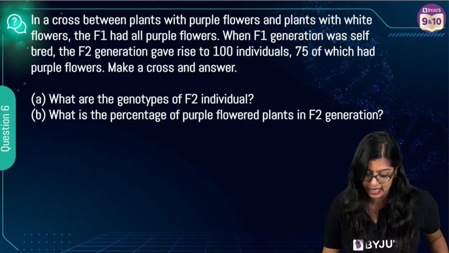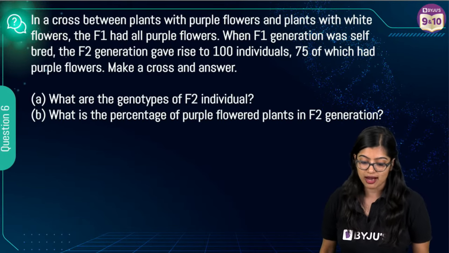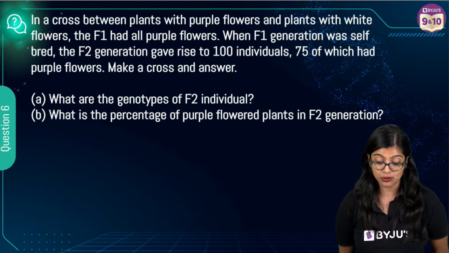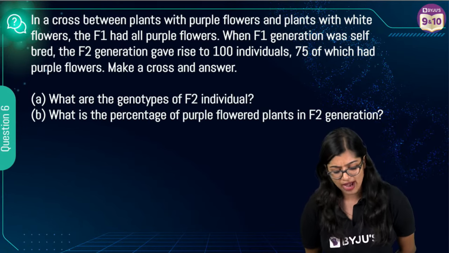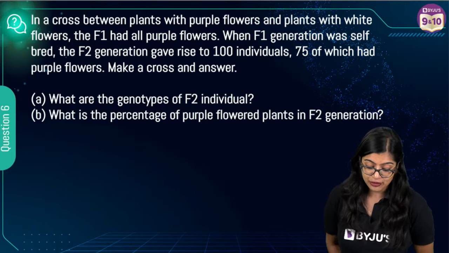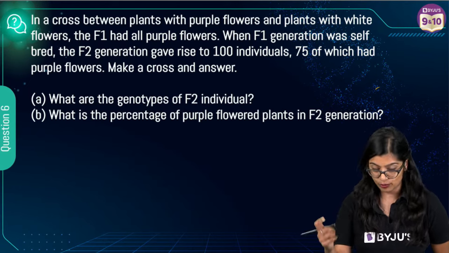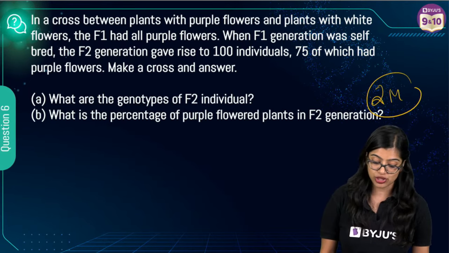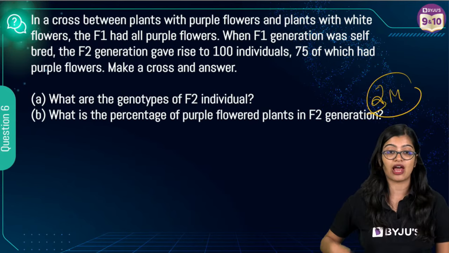In a cross between plants with purple flowers and plants with white flowers, the F1 all had purple flowers. When the F1 generation was self-bred, the F2 gave rise to 100 individuals, 75 of which had purple flowers. Make a cross and answer. You have 2 subparts. This is easy. To your surprise, this is only a 2-mark question. What are the genotypes of the F2 generation? I mean, this is a 3-mark question. And what is the percentage of purple flowered plants?